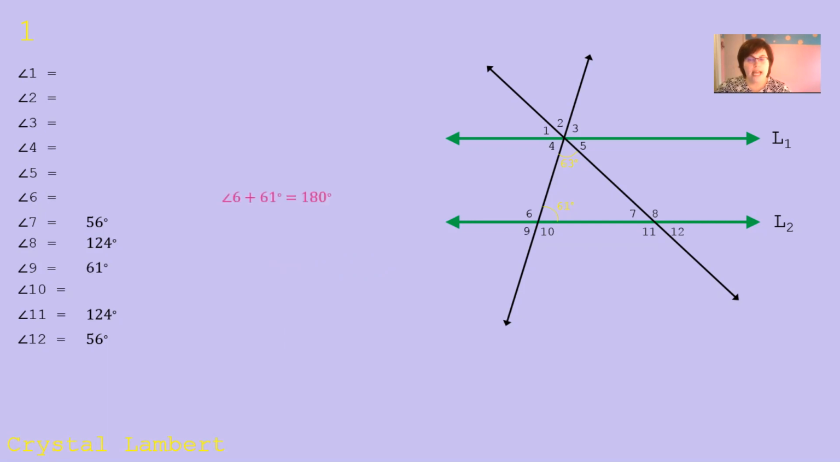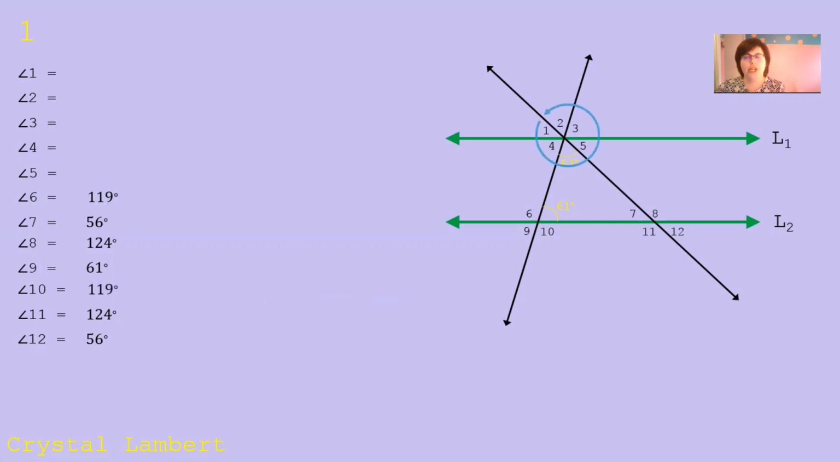Then we're going to look at angle 6, because angle 6 and the angle with the measurement 61 degrees, together is equal to 180 degrees because it's on a straight line. So that means angle 6 is 119 degrees. Well, angle 6 and angle 10 are vertical, correct? Remember, they're across from each other. Therefore, they're going to be congruent. So angle 6 is congruent to angle 10. Therefore, angle 10 is also 119 degrees.